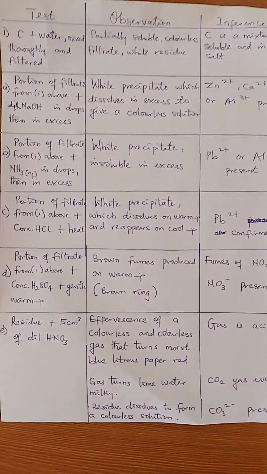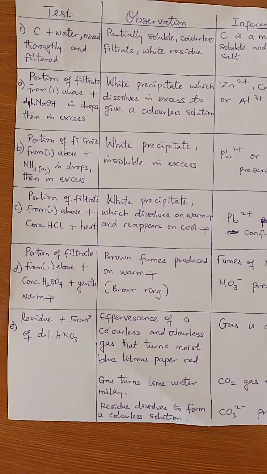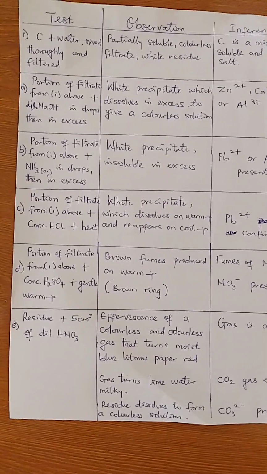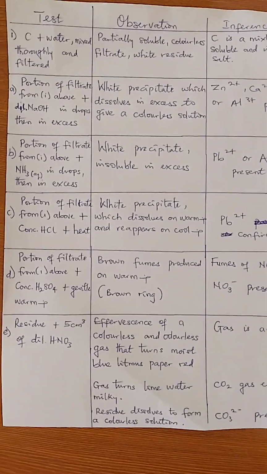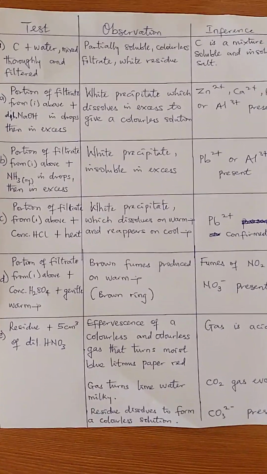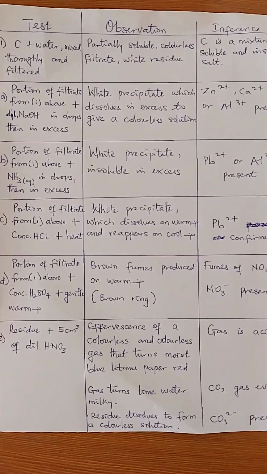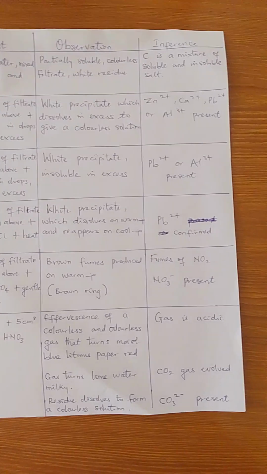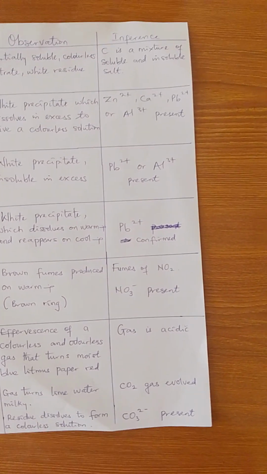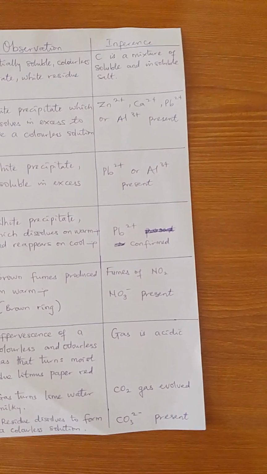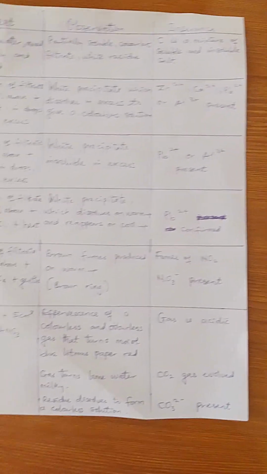To the second portion of the filtrate, add aqueous ammonia in drops, then in excess. You are going to observe a white precipitate, insoluble in excess. And what that means under inference is Pb2+ or Al3+ present.